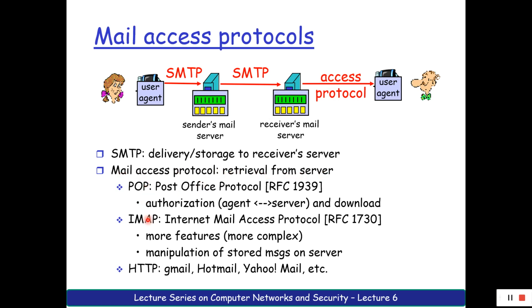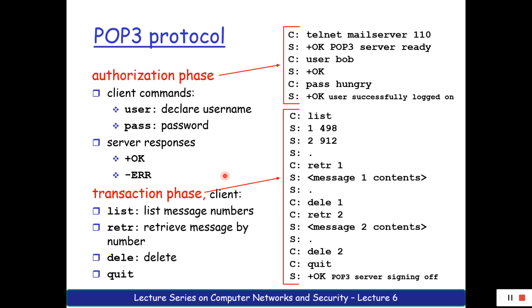There are three kinds of access protocols: POP, IMAP and HTTP. POP stands for Post Office Protocol. If you are interested, you can have a detailed study at RFC 1939. IMAP stands for Internet Mail Access Protocol. HTTP, as you usually know, is Hypertext Transfer Protocol. So let us study these protocols one by one: POP, IMAP and HTTP.